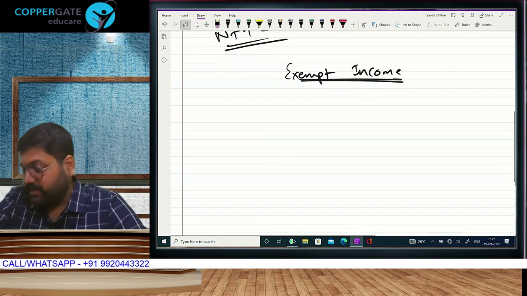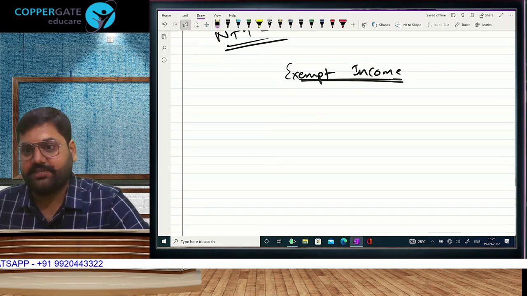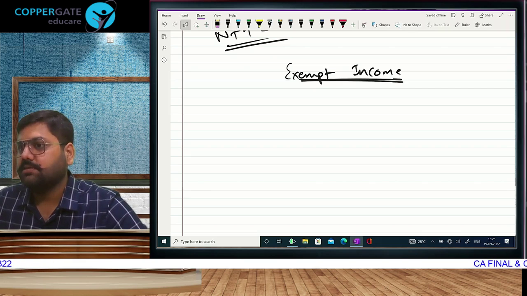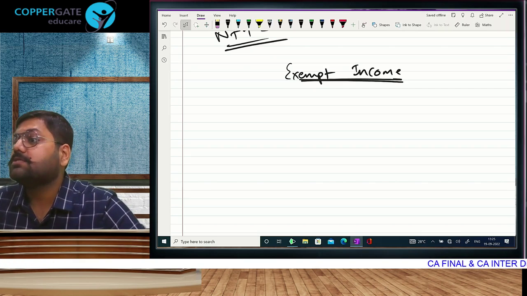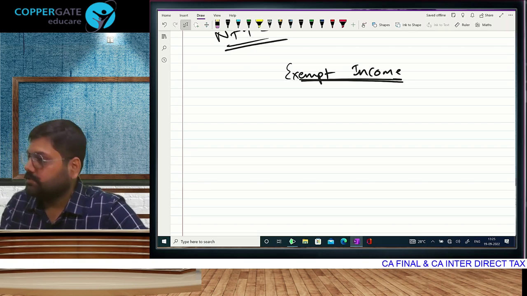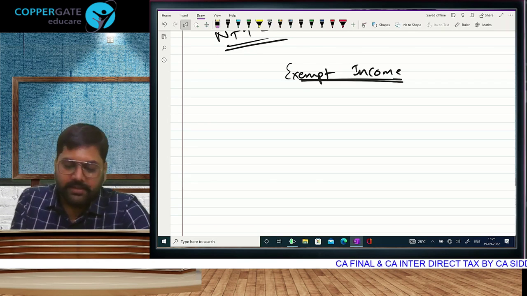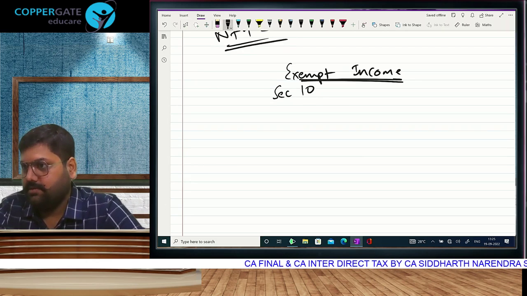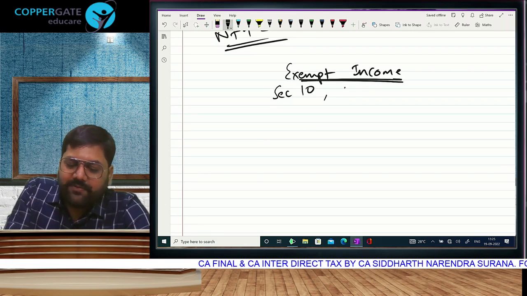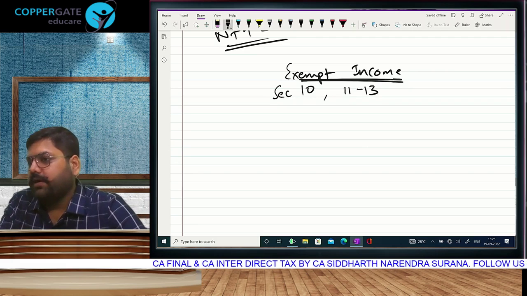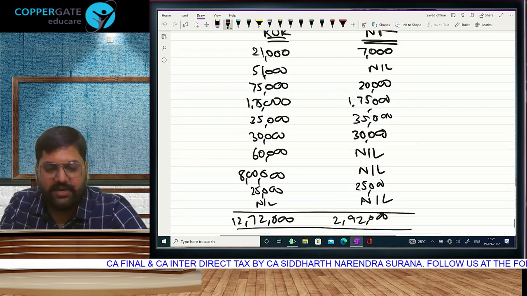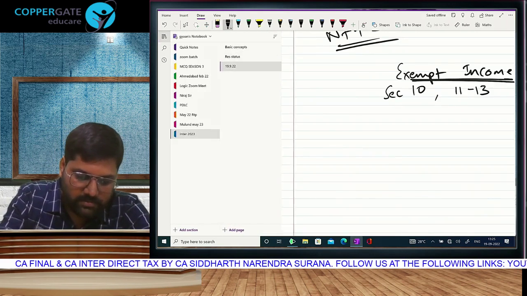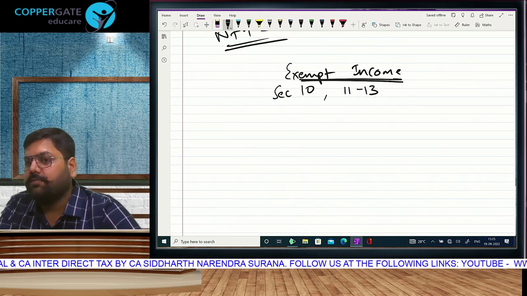That means today we will be learning a list of incomes on which our government, guess, complete the sentence, does not want tax. That's exempt income. This is given in section 10, the full list. Thereafter, it is given in section 11 to 13. Section 11 to 13 is also talking about income on which tax is not payable.